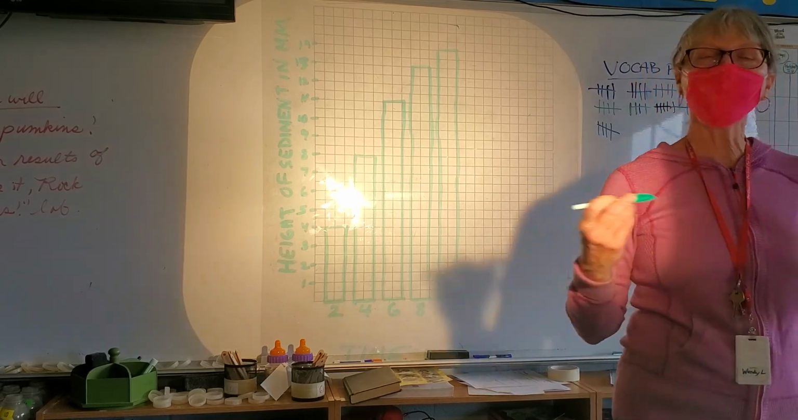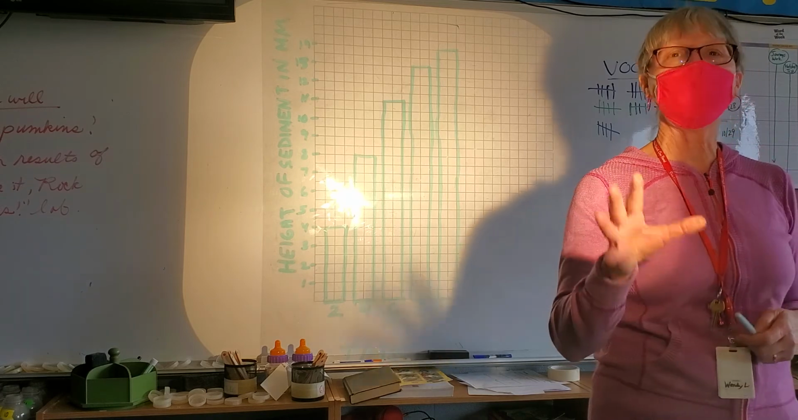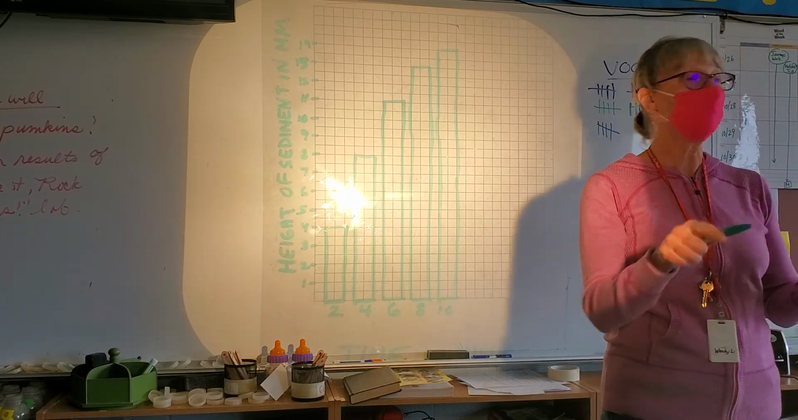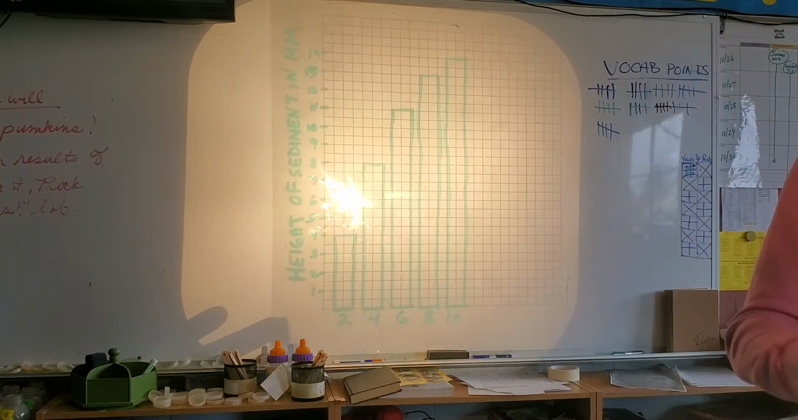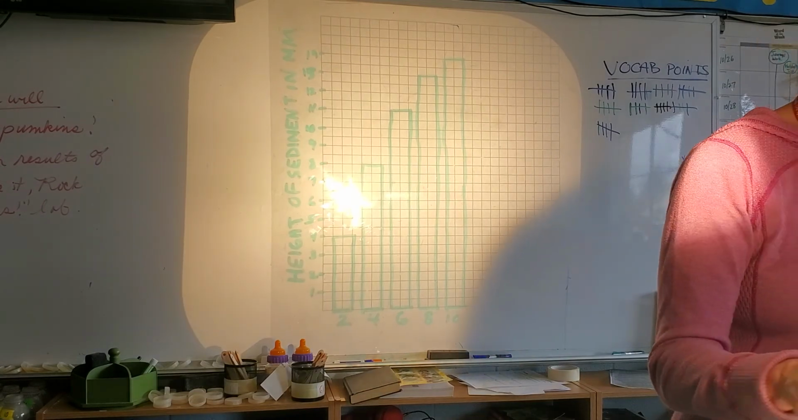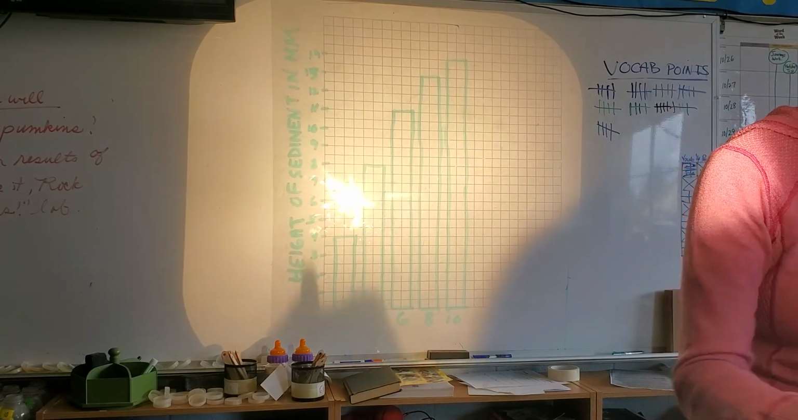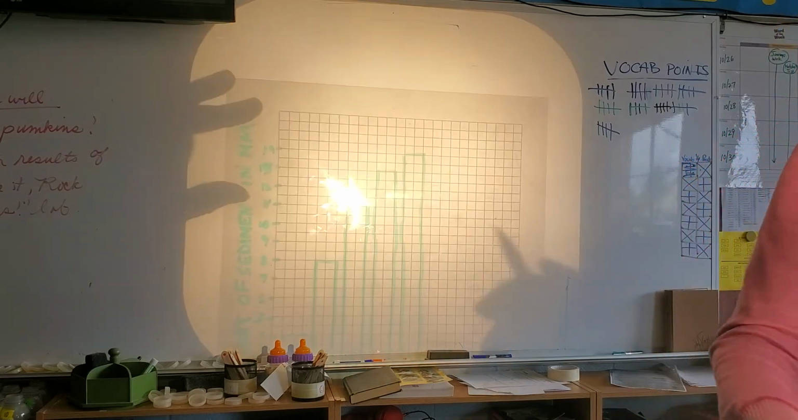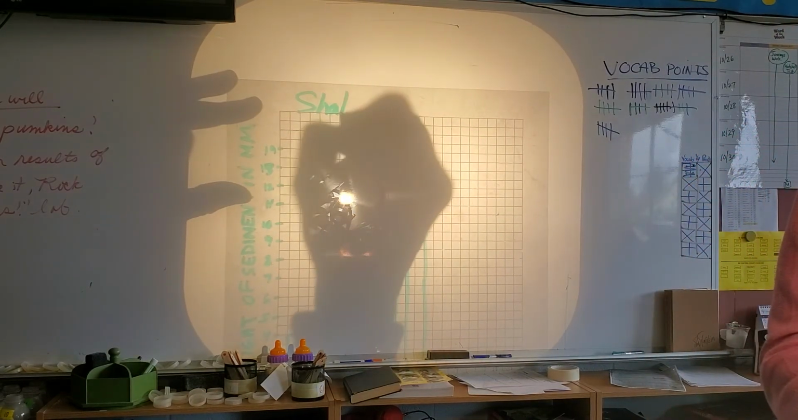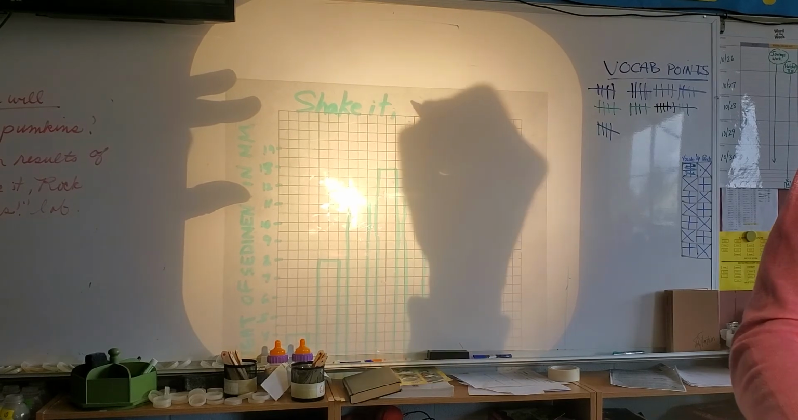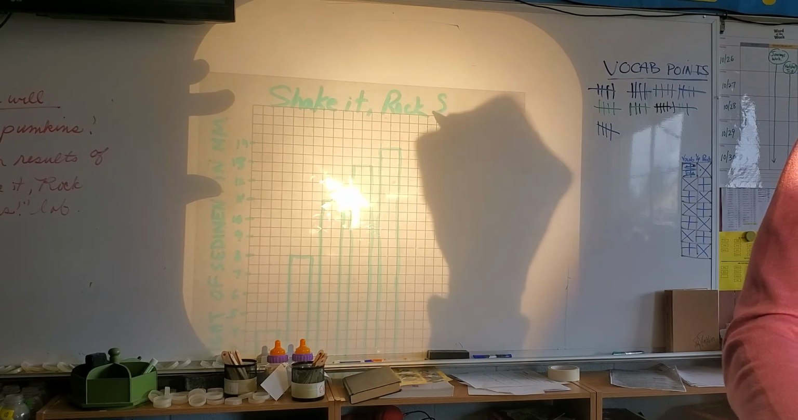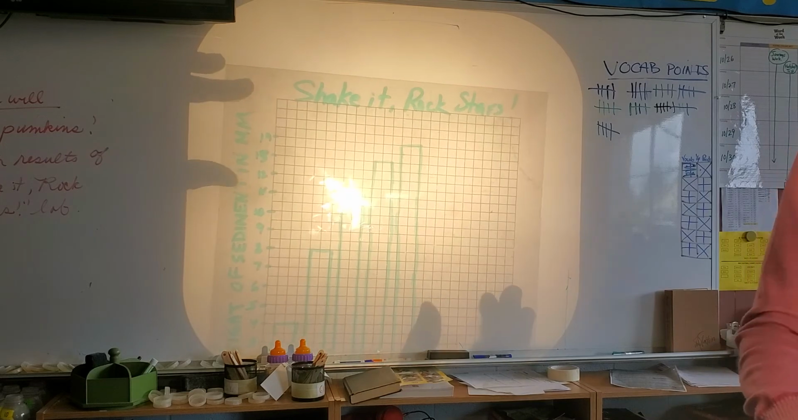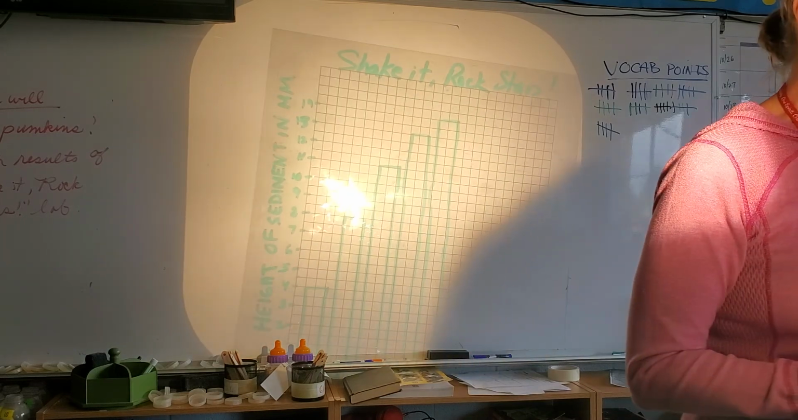All right, so what we're missing on our graph is something really important. If you didn't have this on your graph, you would lose a point. We've got a label for our x-axis. We have a label for our y-axis. We've got a scale and a scale. What are we missing? A title. And the title of this graph is Shake It, Rockstars.